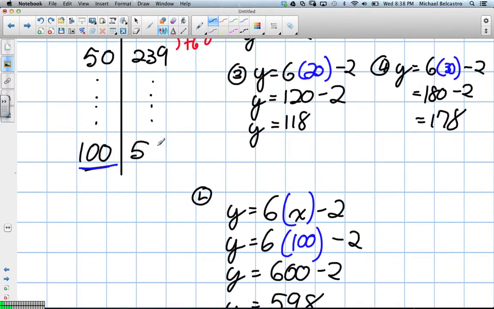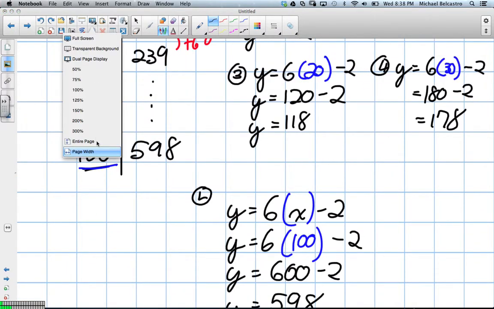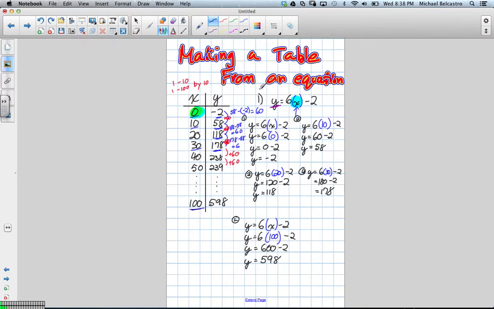And you can always follow that along with a calculator in case you didn't get it. But that's essentially how you create a table from an equation. We plug in x values and solve for our y values. And we knew this one was linear, so we had a constant relationship always going up by 60.